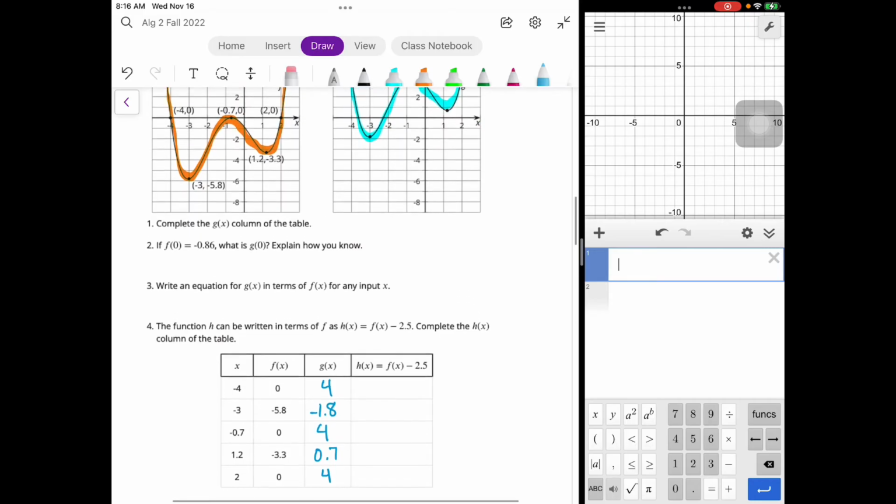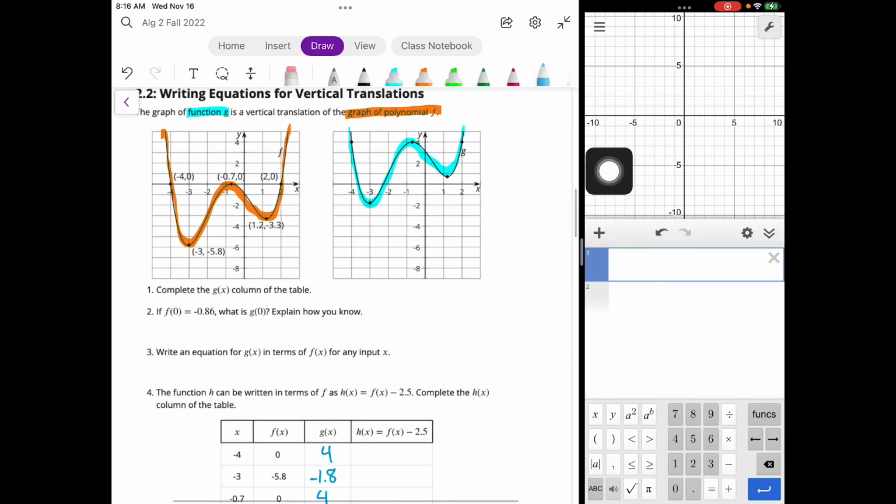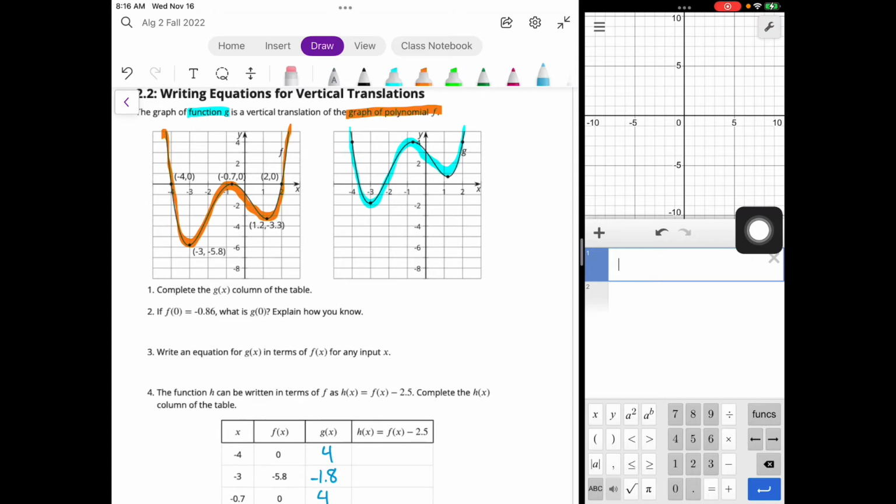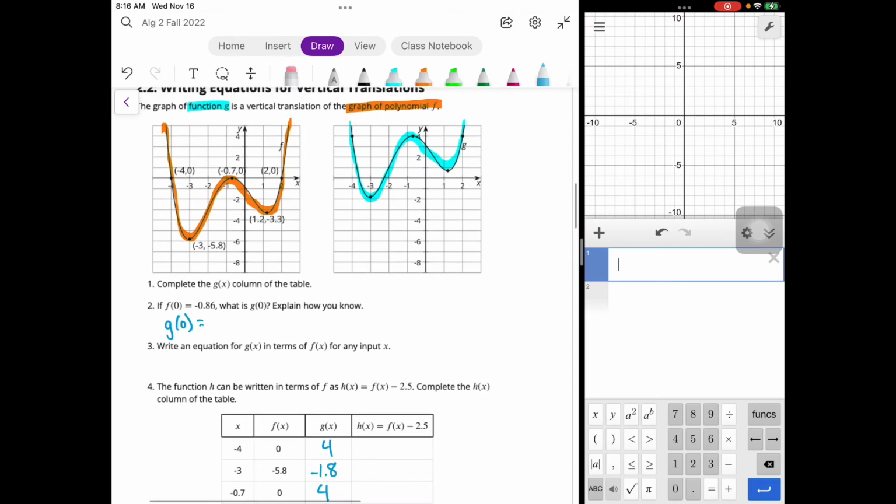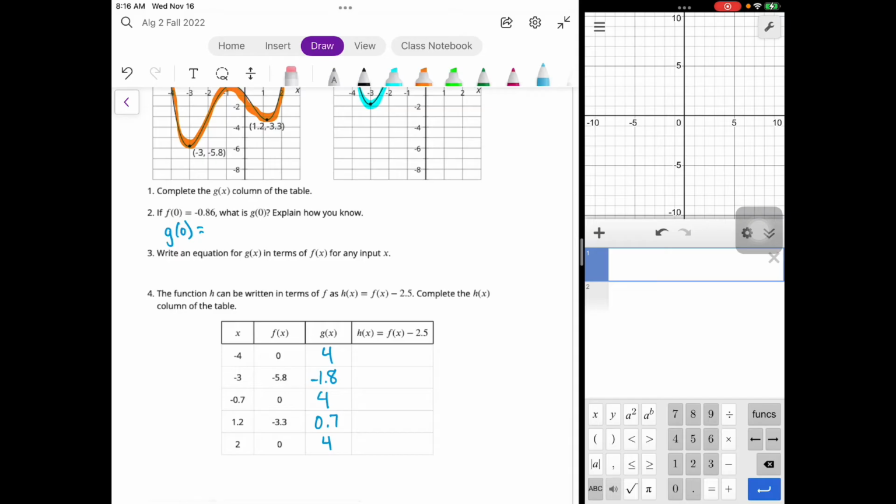F of 0 equals -0.86. That's right here when you plug in 0. So that's like this point right here on that y-axis. What is G of 0? And that's going to be right here on the y-axis. So G of 0 is going to be, and what do we notice is the pattern here? We have a vertical translation. How is it moving? Well, if you notice, all of these are adding 4 from the f of x to the g of x. So we're adding 4 there.